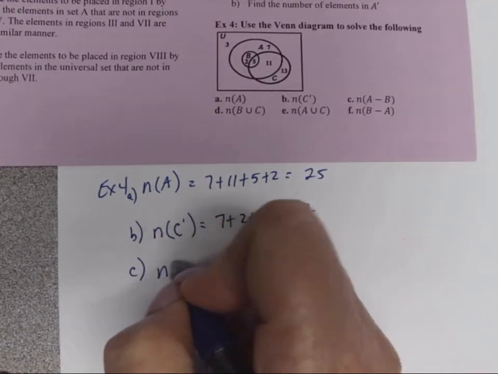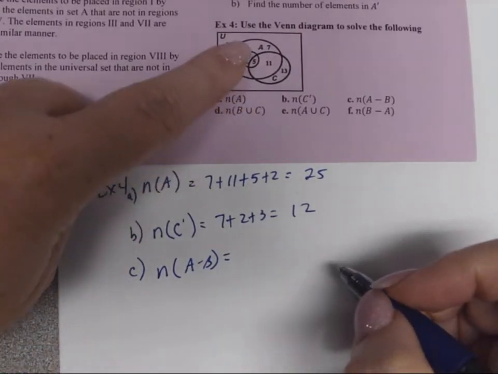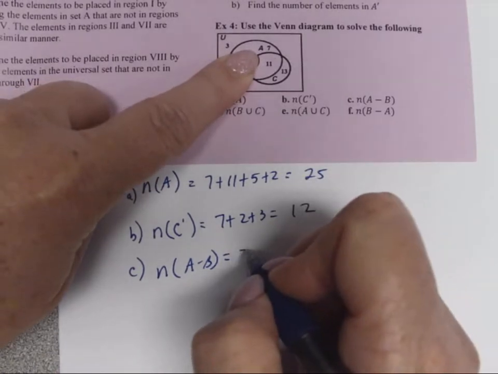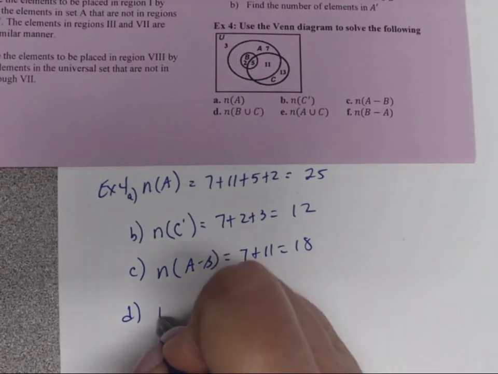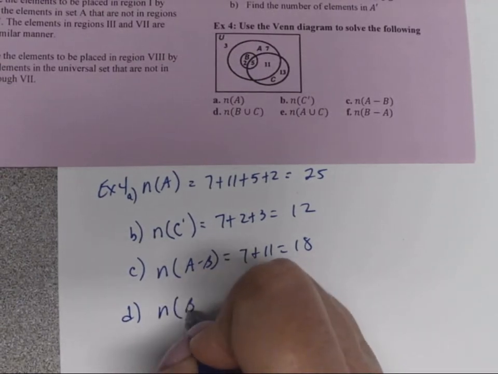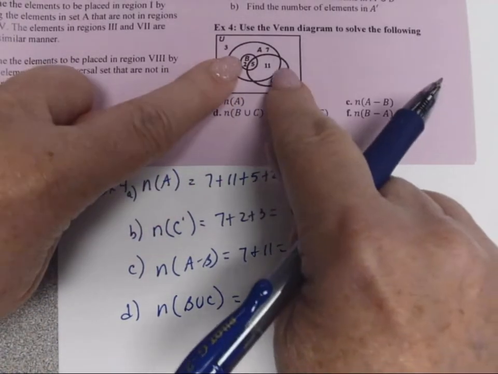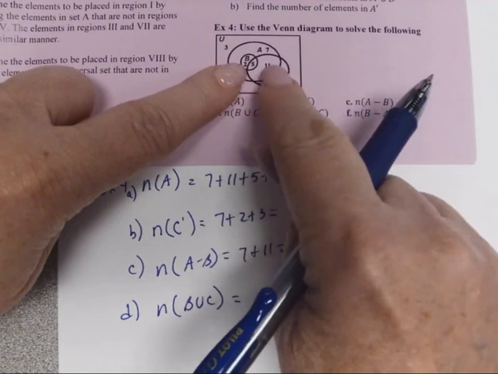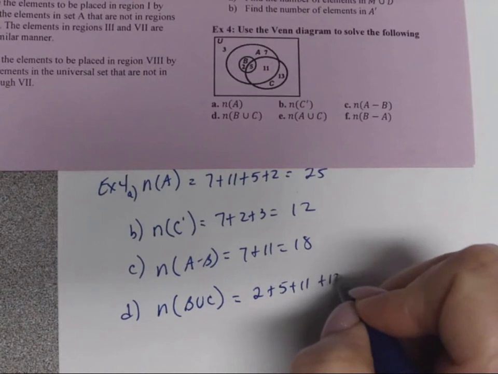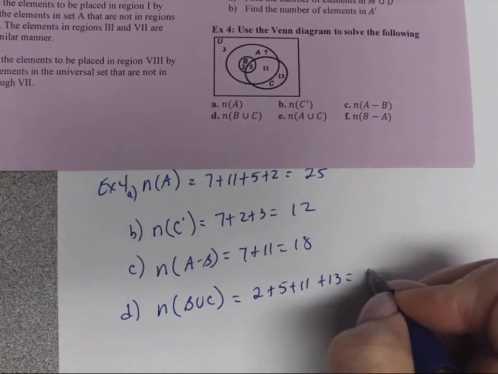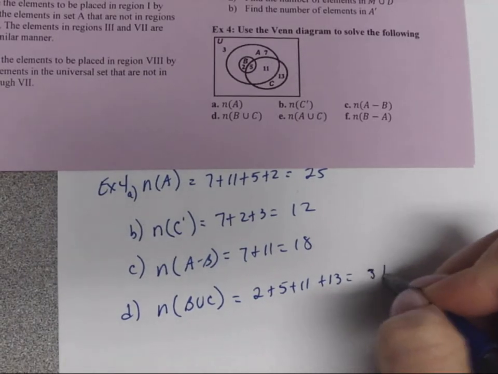Part C is the number of A minus B. So if we look at A minus B, that means we're taking this out. So we'll have 7 plus 11, which is 18. Part D is N, the number of B union with C. So B union with C would be 2, 5, 11, and 13. 2 plus 5 plus 11 plus 13, which will get us, make sure that's right, 2 plus, yep, 31.